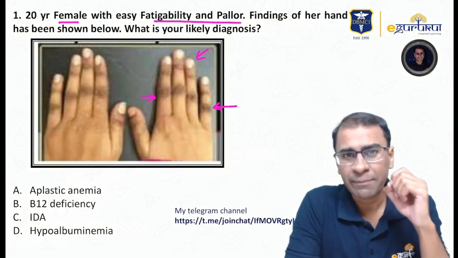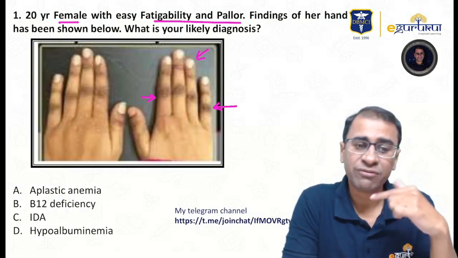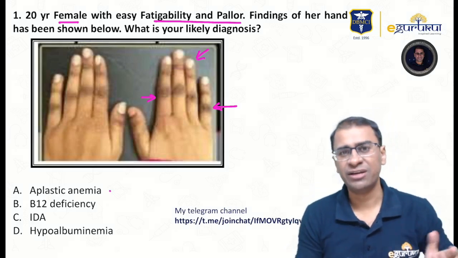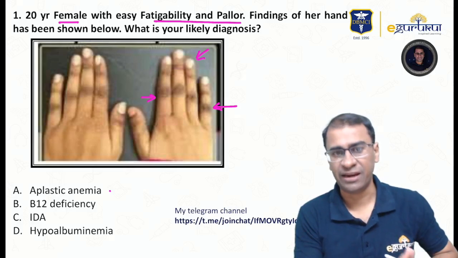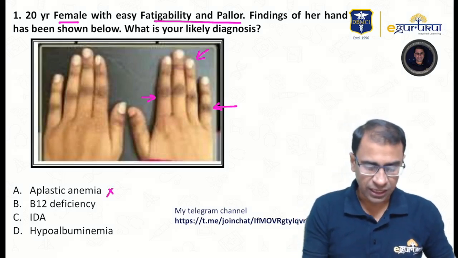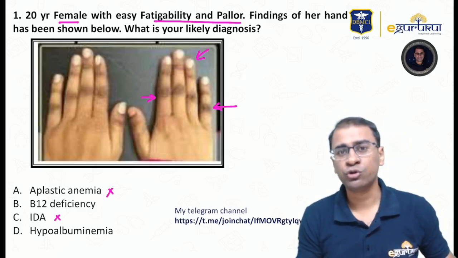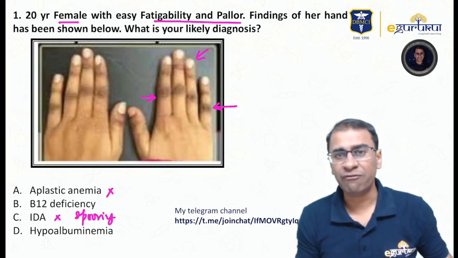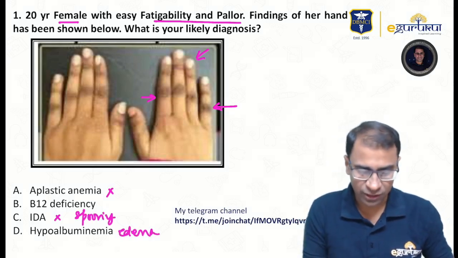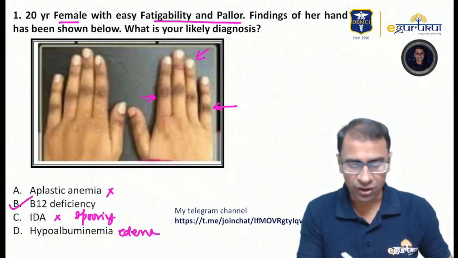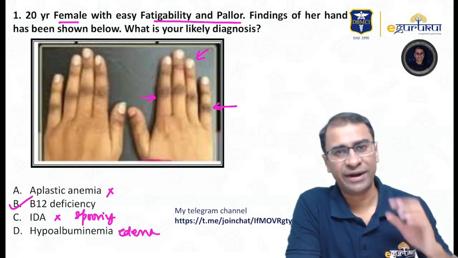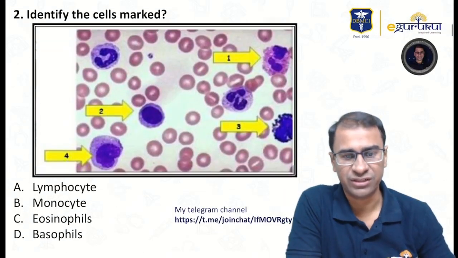So hyperpigmented knuckles and white nails, along with a feature of anemia, doesn't actually go into aplastic anemia, which will definitely show a huge amount of pancytopenia and infection history. It can't be iron deficiency anemia because it will show you the spooning of the nail, which is definitely not seen here. And hypoalbuminemia will have edema. So definitely you can exclude and come to the answer of B12, which shows the history of hyperpigmented knuckles and white nails. The answer is B12 deficiency.